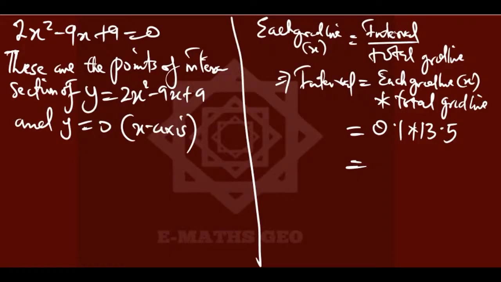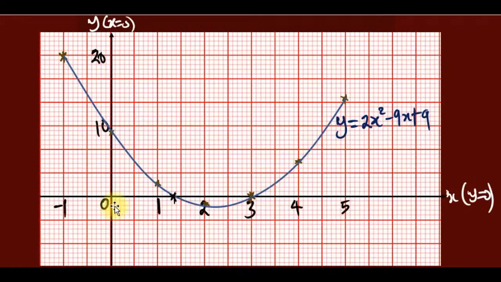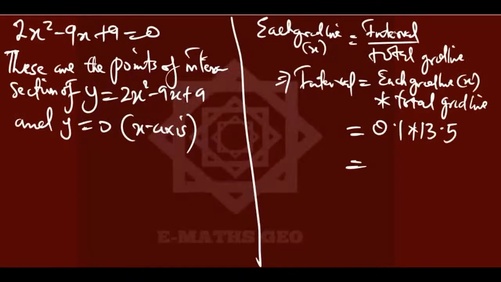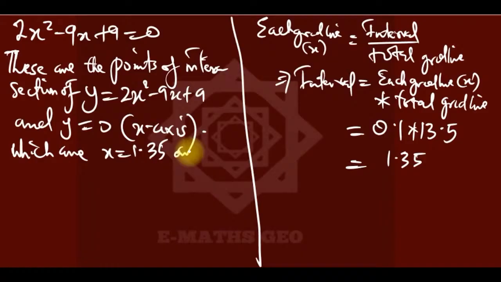So let's check whether it's 13, so that I won't make a mistake. This is 5, 10, 11, 12, 13.5. So which is 1 over 10, this should be 1.35. That's the first value. x equal to 1.35, and the second value is visible, which is 3.